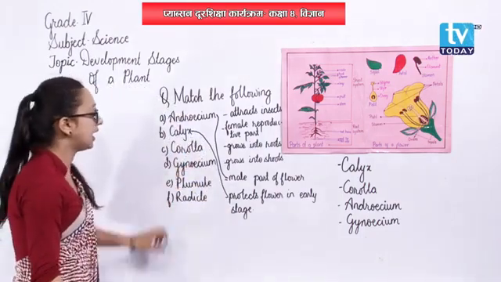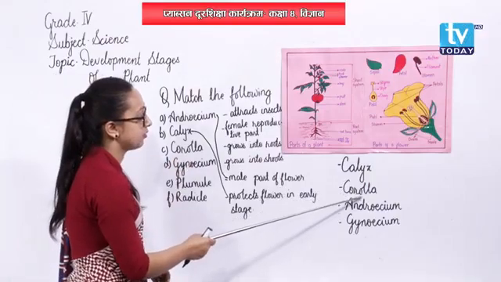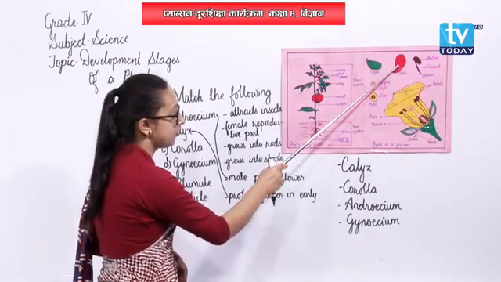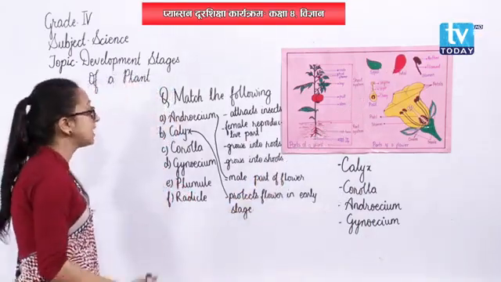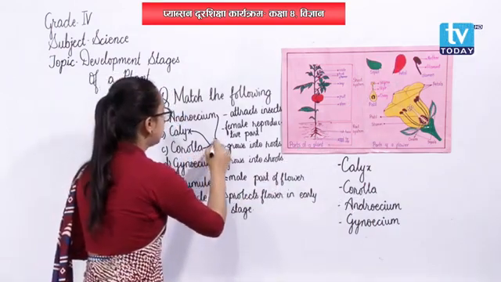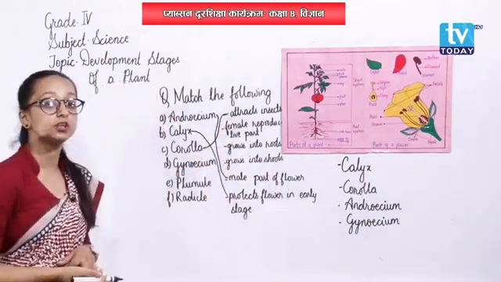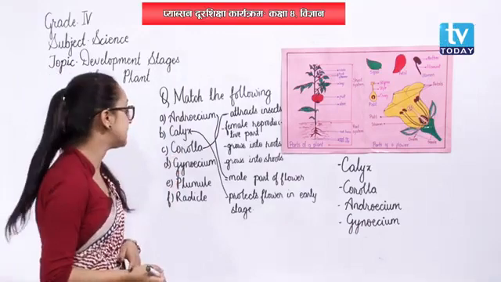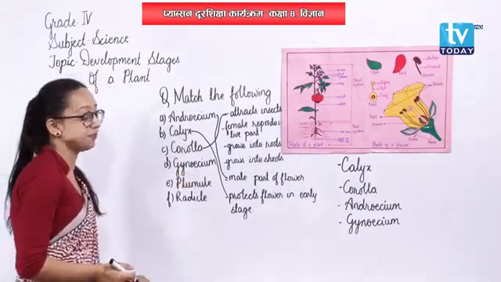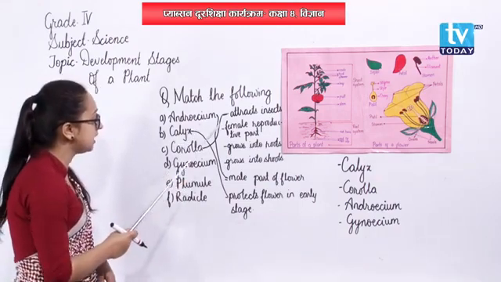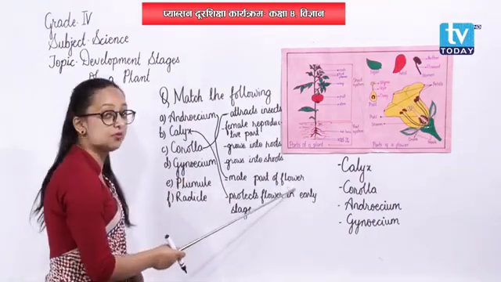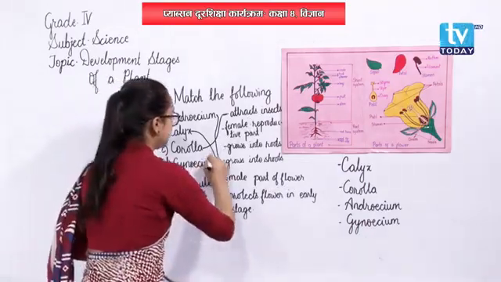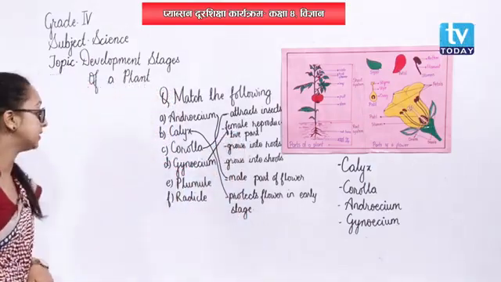And then corolla, the second part of a flower. Since it is the attractive part of a flower, what does it do? It attracts the insects, right? During the process of pollination, insects are attracted by corolla because it is brightly colored as well. And next is gynoecium. Androecium we have matched to male part of a flower, then gynoecium is the female reproductive part of a flower.